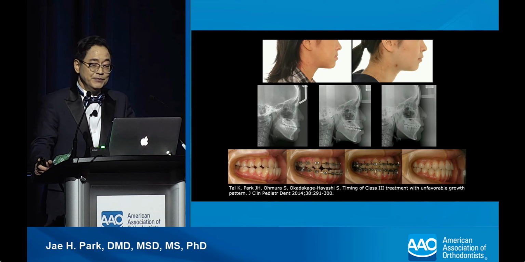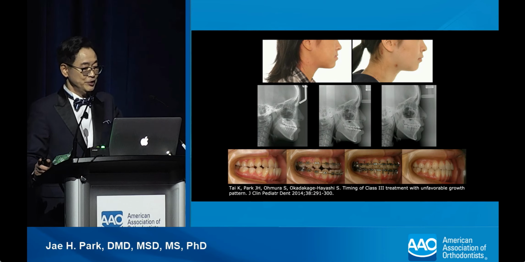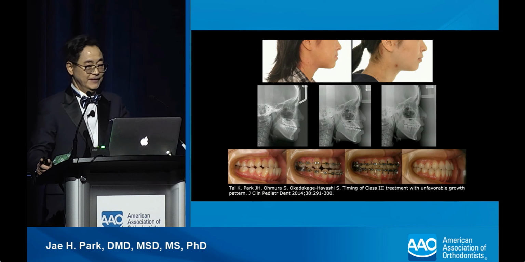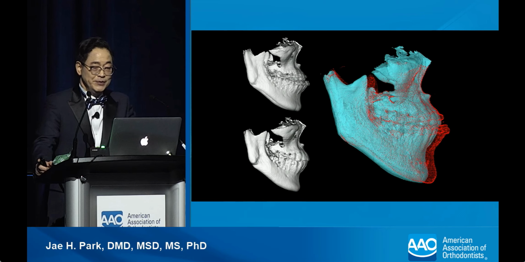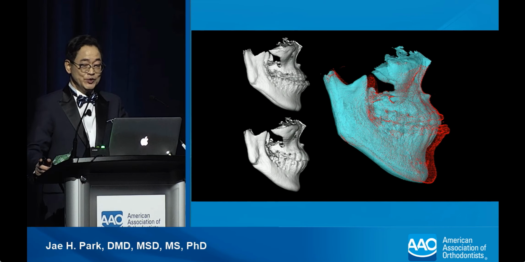In this article, because of a skeletal Class 3 pattern, after her growth was finished, one-jaw IVRO mandibular setback surgery was performed. 3D virtual images show before and after surgery. In these CBCT images, pre-surgery is shown in red and post-treatment is shown in light blue.